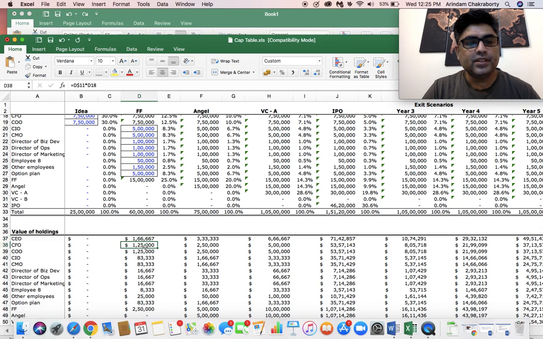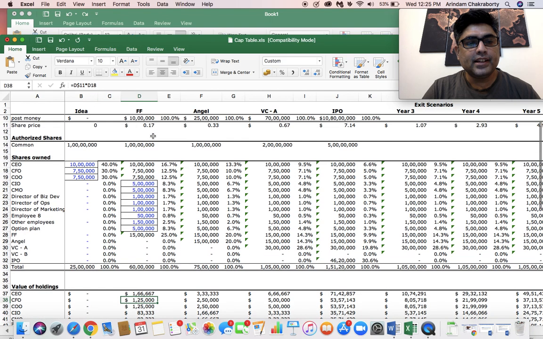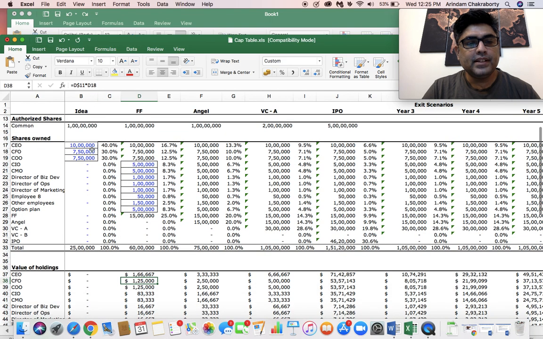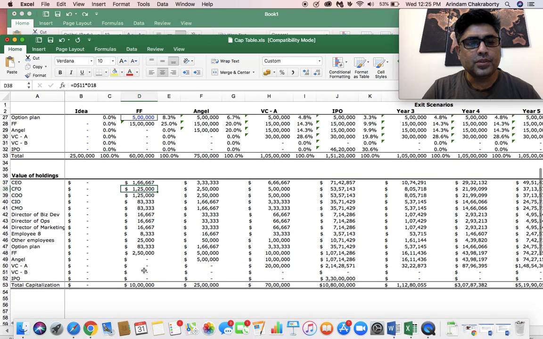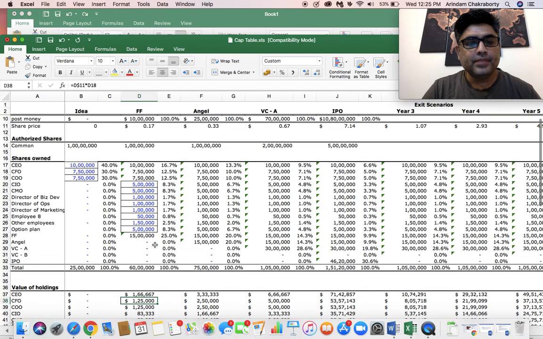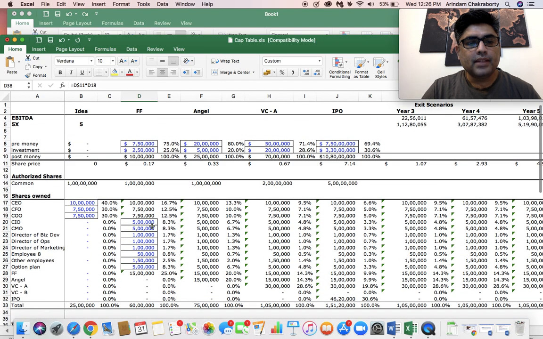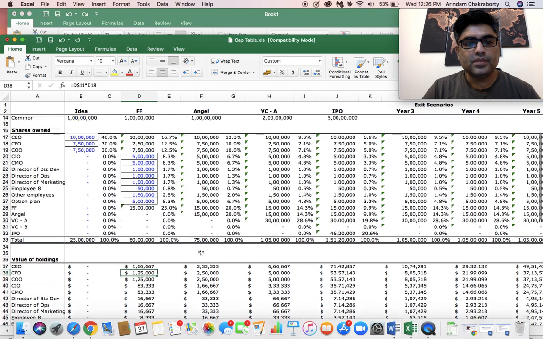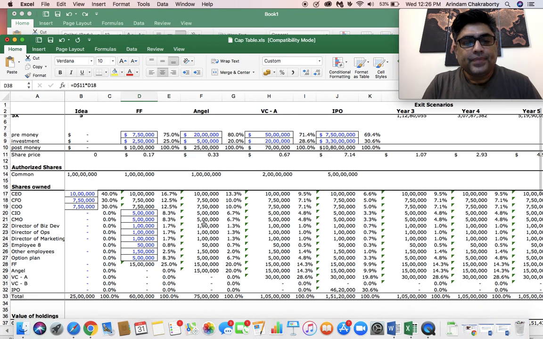So if you see for the CFO part of it, it's D11 again. D11 is the share price into D18, that is 7,50,000, which is the number of shares that is owned, right? So this total gets to be 10 lakh dollars, right? That is the amount. That is the post money valuation. It is similar to the post money valuation, right? So this shows how it's getting divided between the different set of people who are joining as the business is progressing.